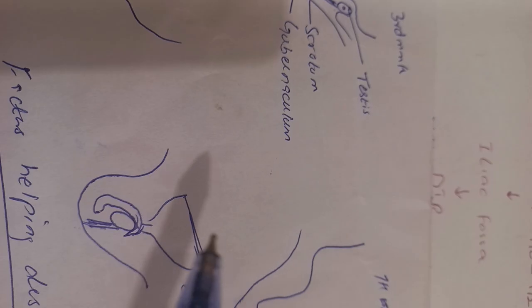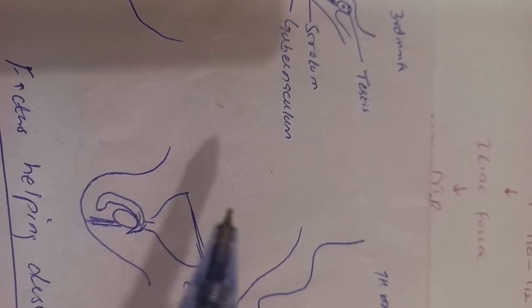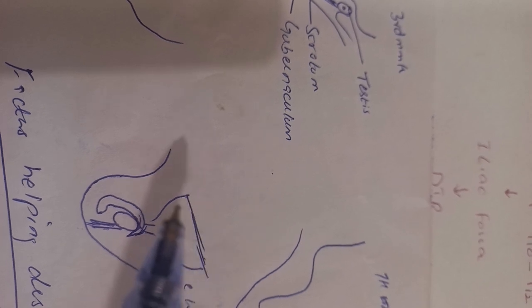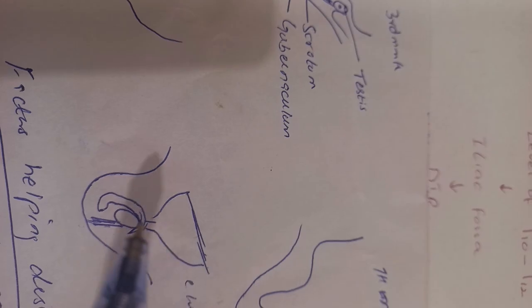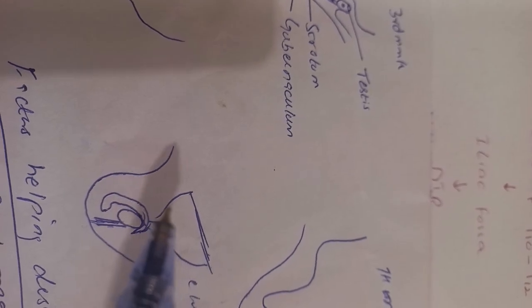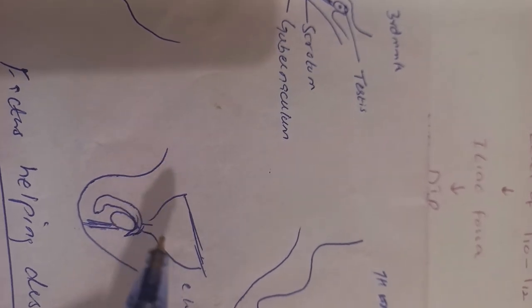The first is hernias: if there is no closure of the processus vaginalis, the communication with the abdominal cavity remains open. The second clinical condition is the hydrocele, in which the connection is irregularly closed and a cyst forms. And the third condition is cryptorchidism, in which we have undescended testes.